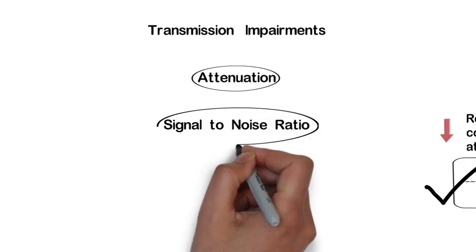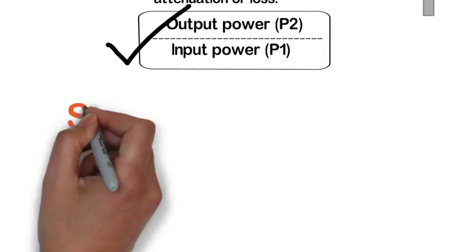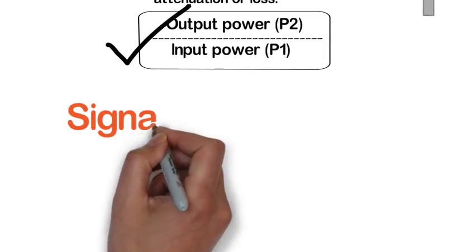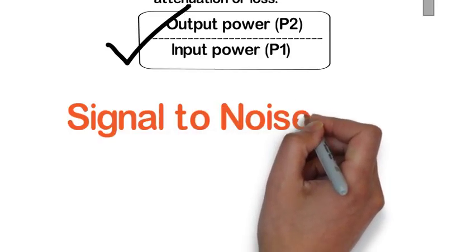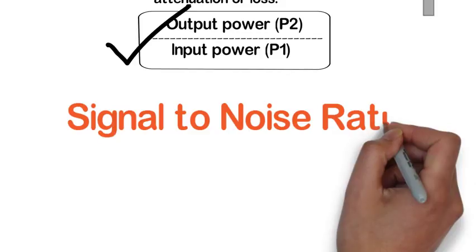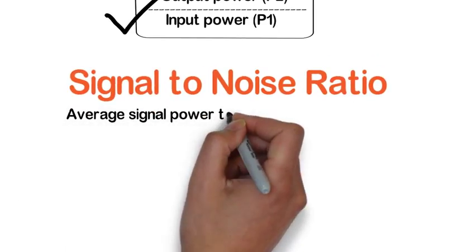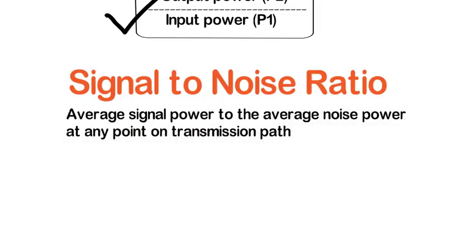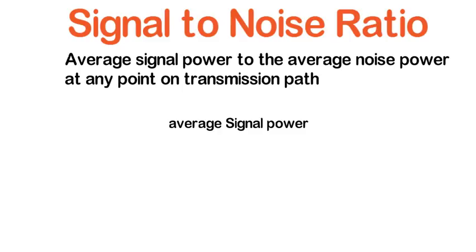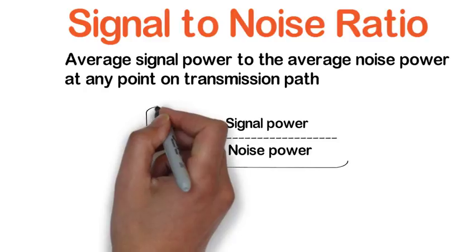The second impairment that we are going to discuss is the S by N ratio, or signal to noise ratio. This signal to noise ratio is defined as the average signal power to the average noise power at any point in a transmission path. In other words, this parameter gives us the amount of interference which is caused in a given cell.